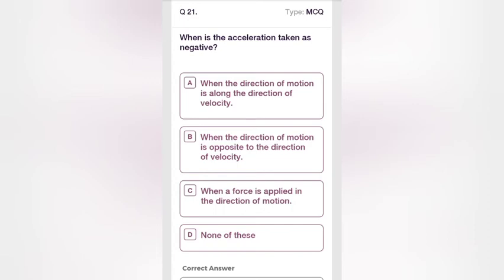When is the acceleration taken as negative? First option, when the direction of motion is along the direction of velocity. Option B, when the direction of motion is opposite to the direction of velocity. Third one, when a force is applied in the direction of motion. And option D, none of these. So negative will be opposite to the direction of velocity. Option B is the correct answer.